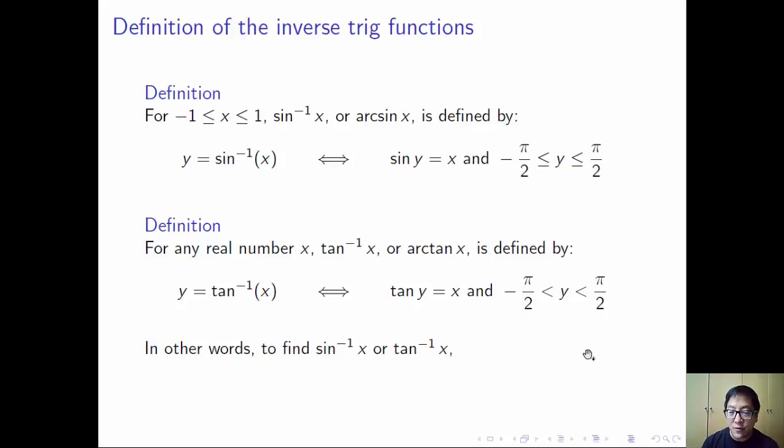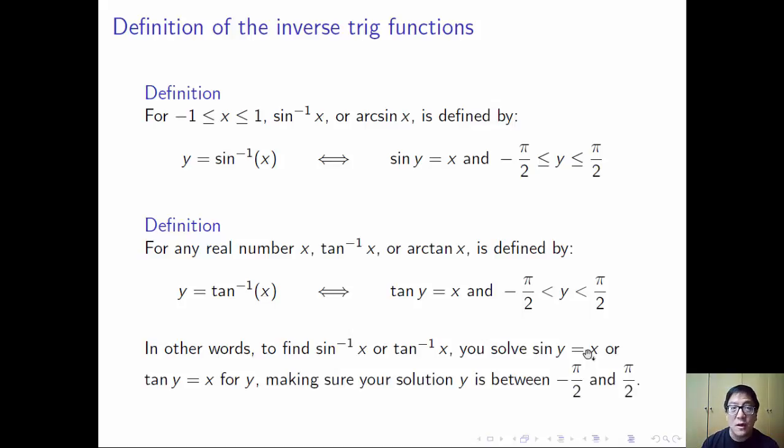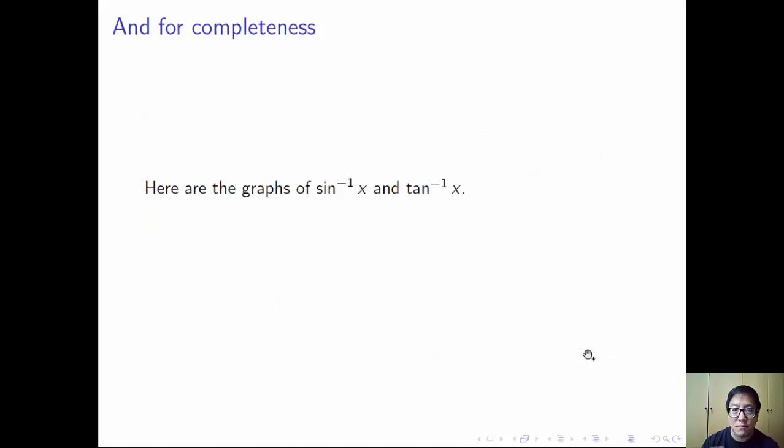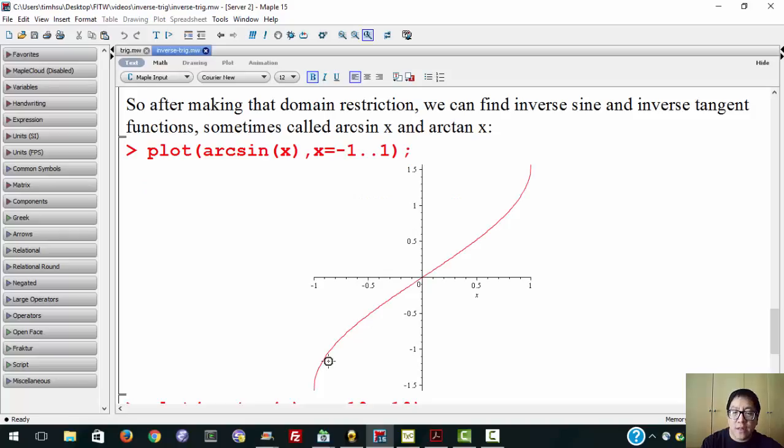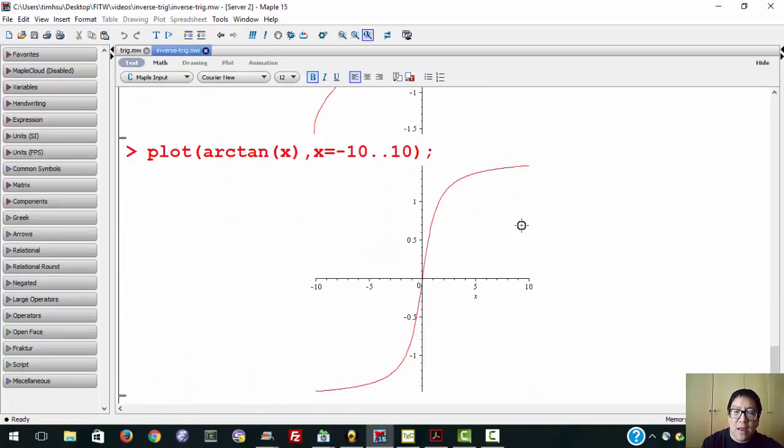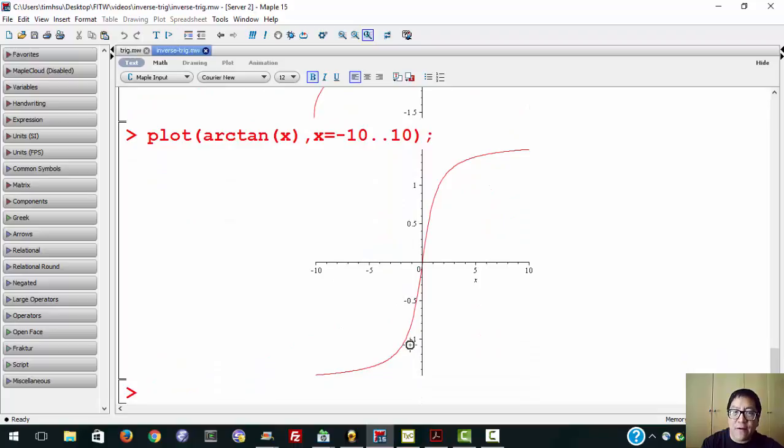In other words, if you want to find the value of the inverse sine of x or the inverse tangent of x, what you do is you solve the sine of y equals x or the tangent of y equals x for y, respectively, but making sure that your solution y is between negative pi over 2 and positive pi over 2. And now for completeness, here are the graphs of the inverse sine and the inverse tangent functions. So, like I was saying, here's the graph of the arcsine of x, the inverse sine of x. And here's at least part of the graph of the arctangent of x, or the inverse tangent of x.